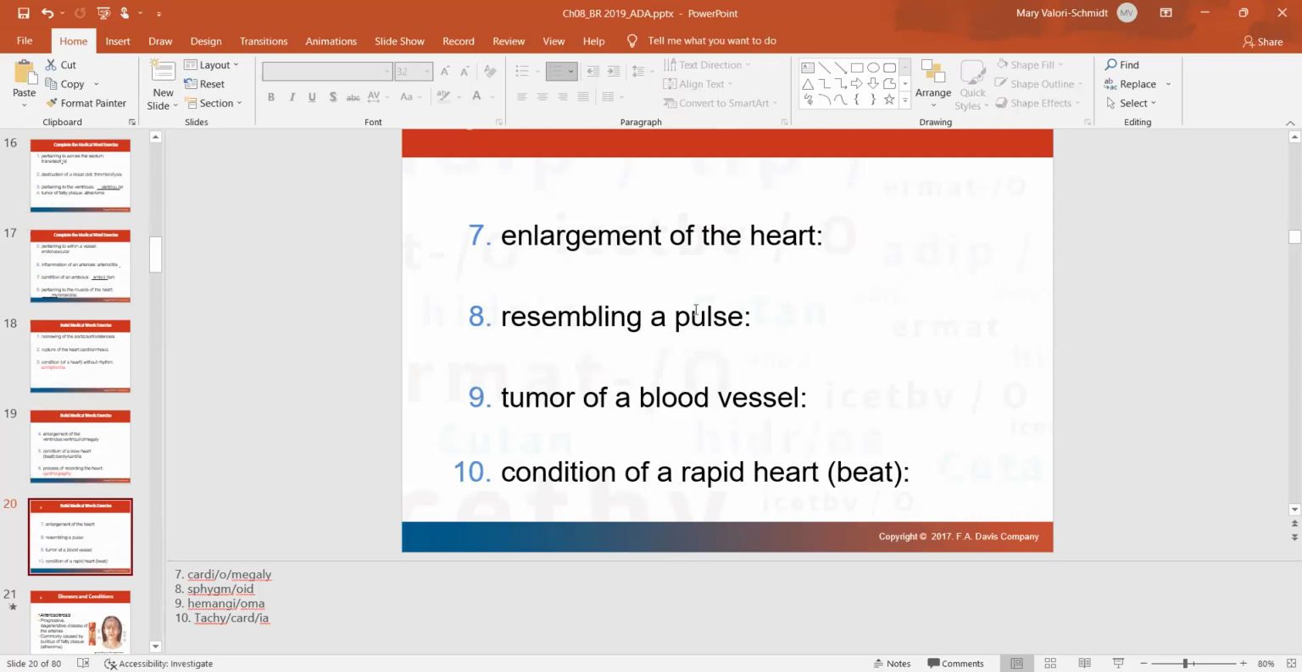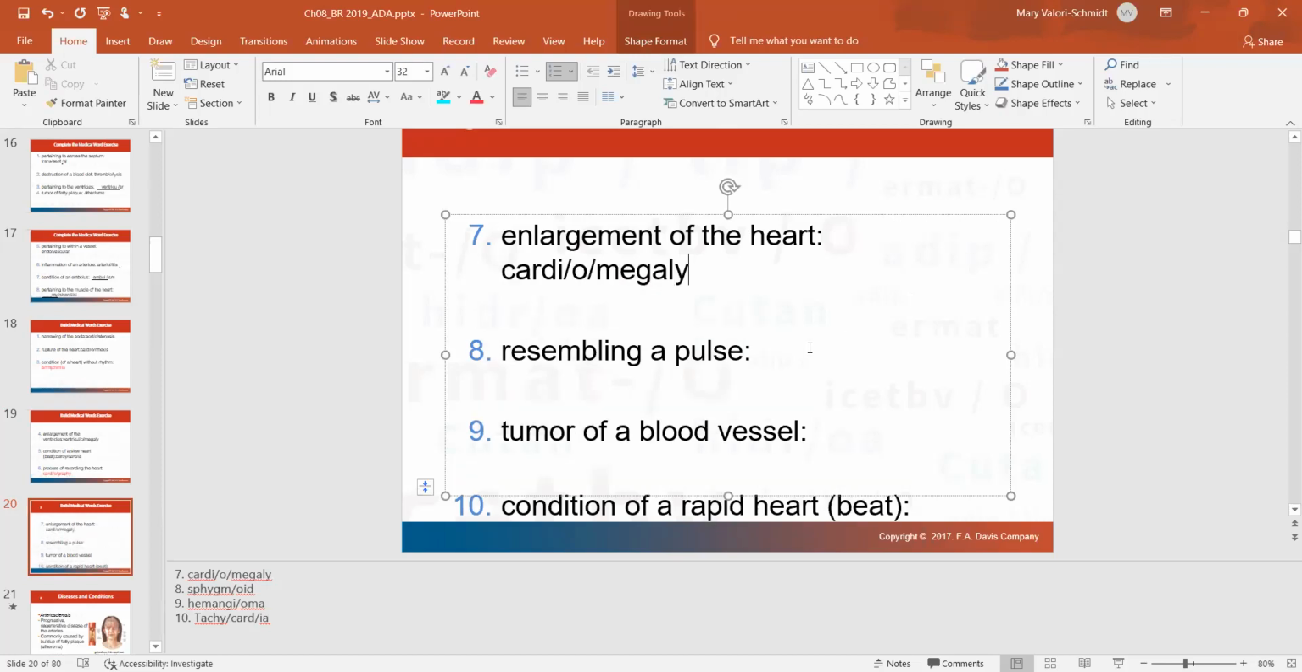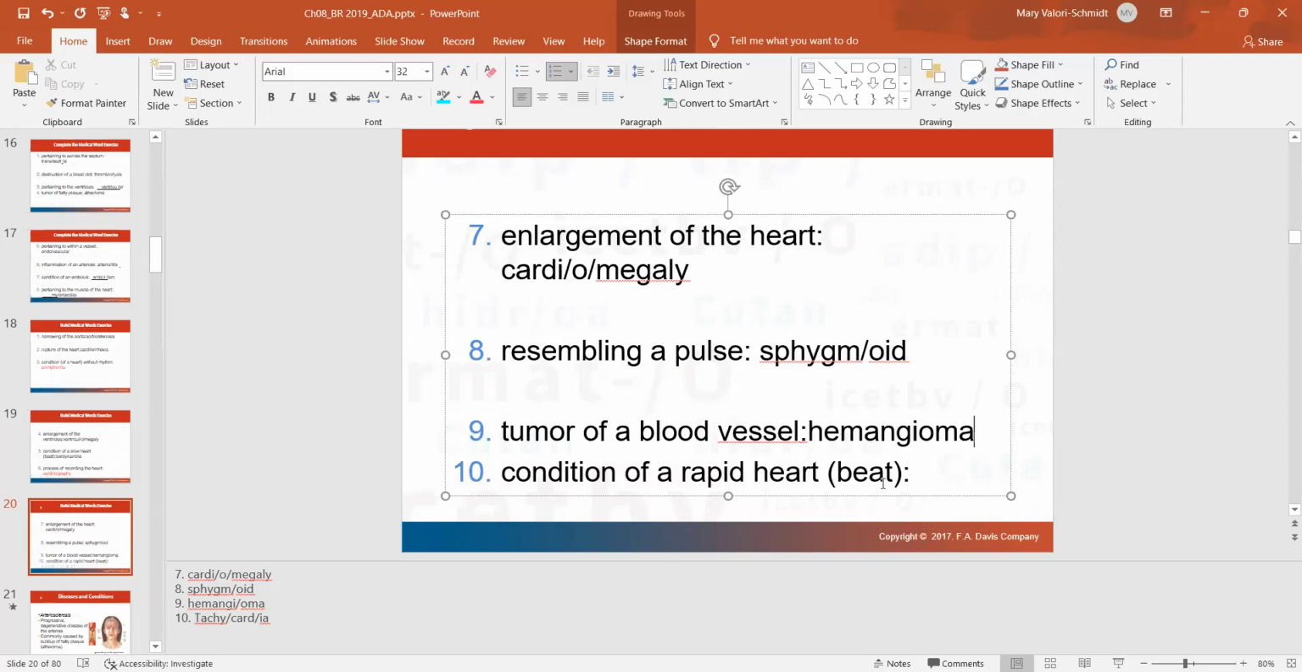So enlargement of the heart. Anybody? Cardiomegaly. There you go. Cardiomegaly. And then something that is resembling a pulse. So remember the pulse was sphygmoid, right? So that oid is like resembling. A tumor that's in a blood vessel. So what's the word for tumor? That suffix for tumor? Oma. Right. So a hemangioma is a tumor of a blood vessel. And then looky there, the condition of a rapid heartbeat, which we already did, would be tachycardia.